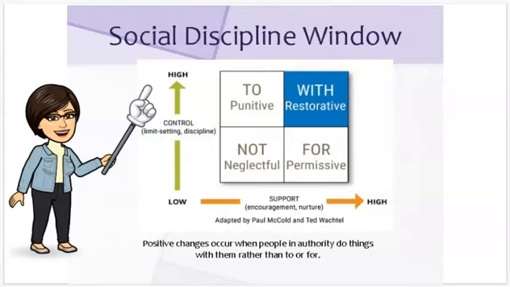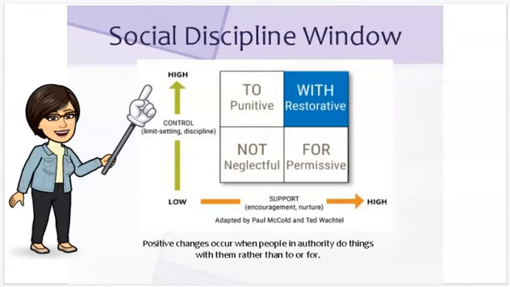And then when you start moving over to the high support, it's those times where we just decide, let's just do it, I'm going to do it for you. Ultimately, where we want to be is in the "with" box. That's where the positive changes, whether in the classroom or in a system, are going to occur. When you meet up in that blue box, the "with," that's where you'll see positive changes happening.